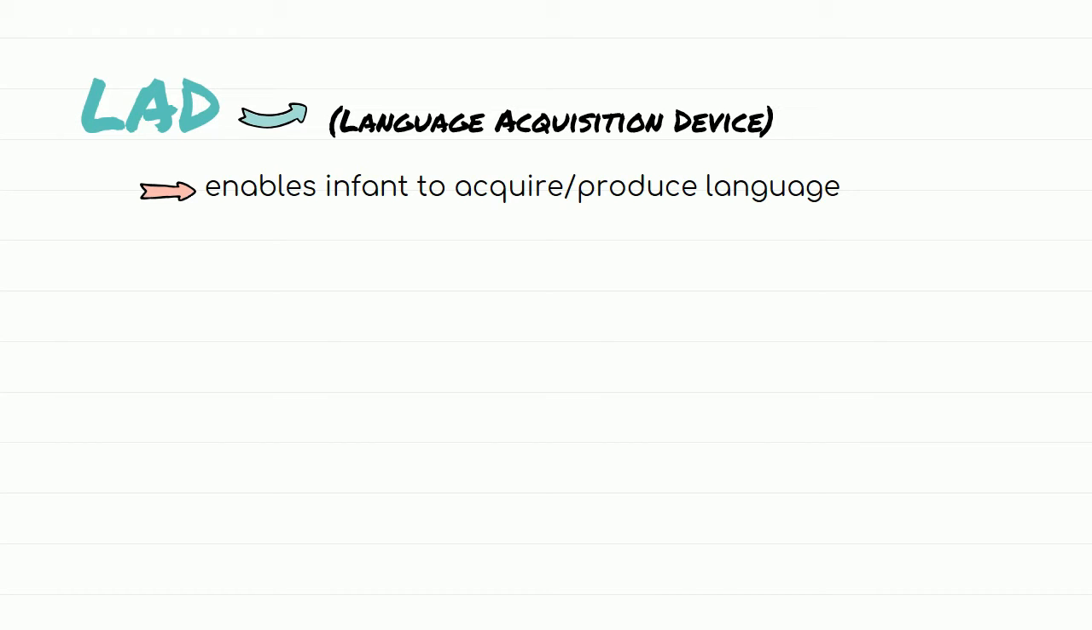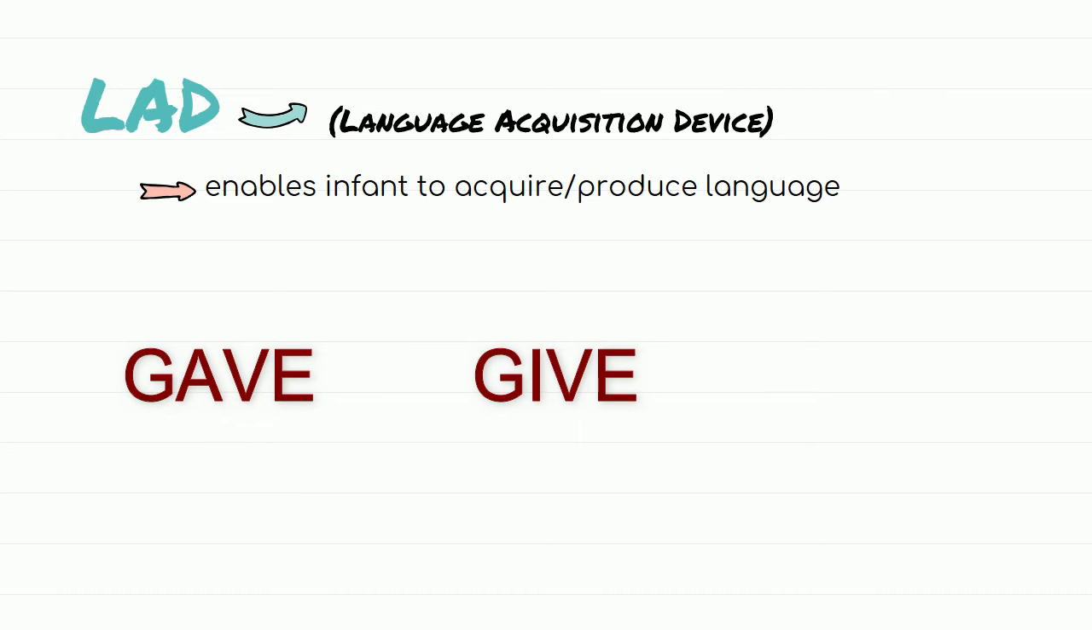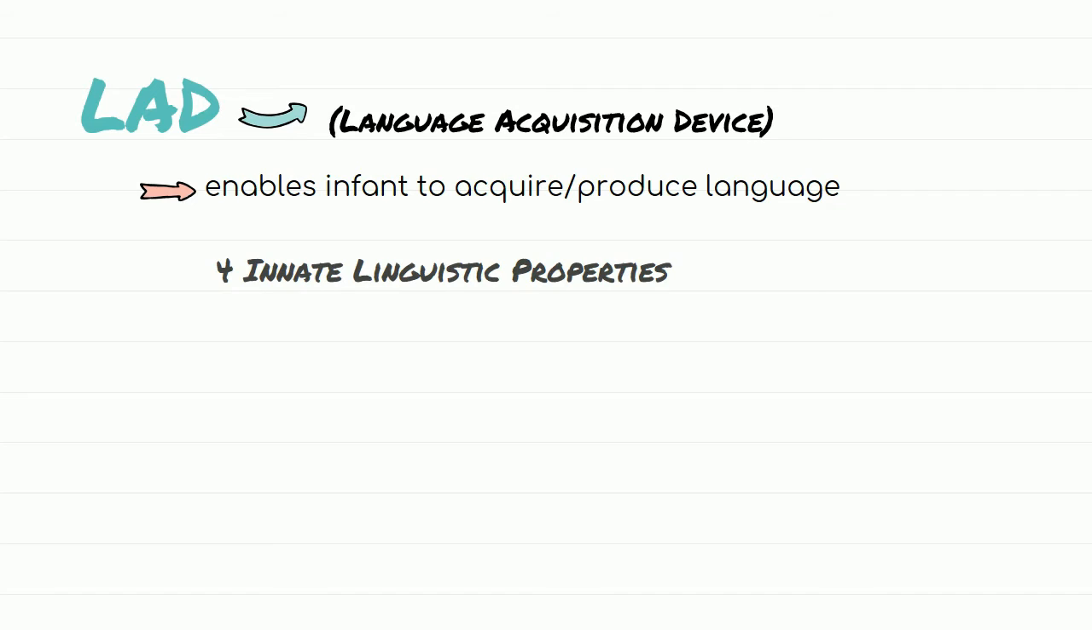For example, a child may correctly learn the word gave, the past tense of the word give, and later on use the word gift. Eventually, the child will typically go back to using the correct word gave.